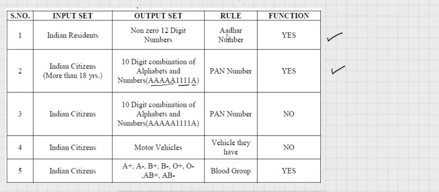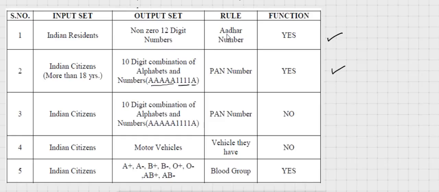Again, I am just reminding you, what is the condition for a rule to be a function? You can define any rule, that doesn't matter. Mathematically, when we say it is a function, that is what matters. All the members of the input set should have an output by that rule. Here the rule is PAN number. Every Indian citizen more than 18 years will have a PAN number.